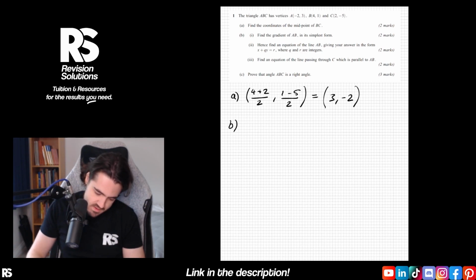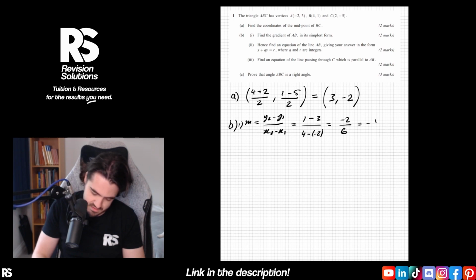Okay, and then for part B, it says, can we find the gradient for AB? That's just using the gradient formula, so we'd have y2 minus y1 over x2 minus x1. So let's say this is point 2 and this is point 1. We'd have 1 minus 3 over 4 minus 2, which would be minus 2 over 6, which is simply minus 1/3.